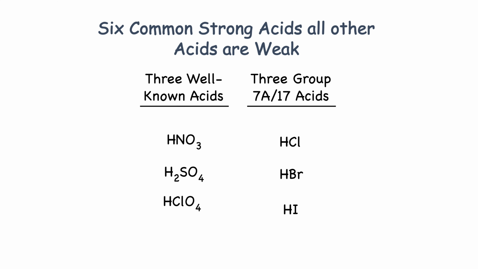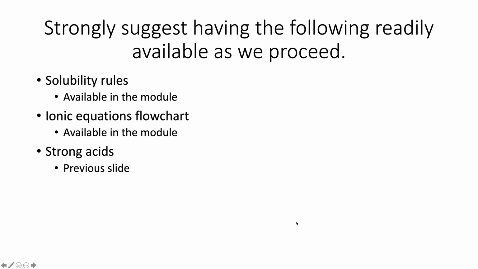For the acids, there are 6 strong acids, and these are them: nitric, sulfuric, perchloric, hydrochloric, hydrobromic, and hydroiodic. Again, as we go through this, have these things available to you. Have the solubility rules out. They're available in the module, the ionic equations flowchart, and the strong acids. Maybe write those down on a piece of paper. All right, this is where we're going to stop this set of slides.